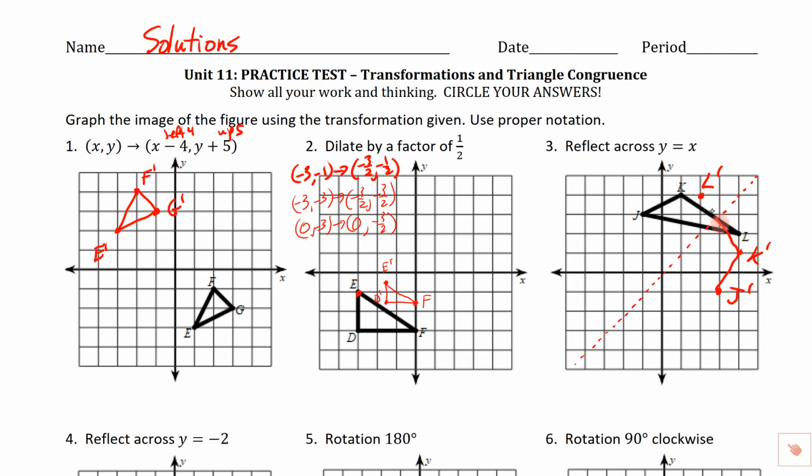Now I'm going to go ahead and fill this in, and then what we want to do is either tilt our head or tilt our paper. Does that look like it's a reflection across the line y equals x? Now I've got kind of crappy writing here, but it looks pretty darn good.